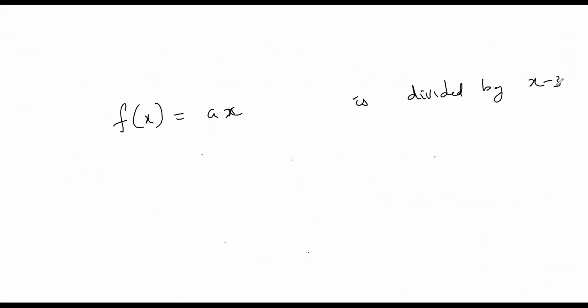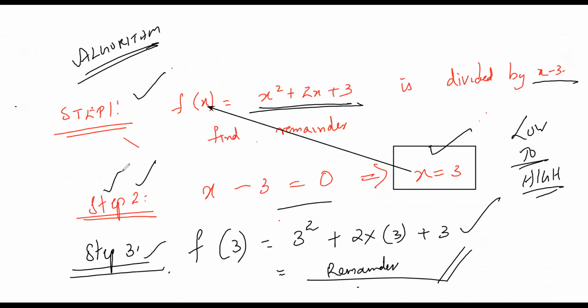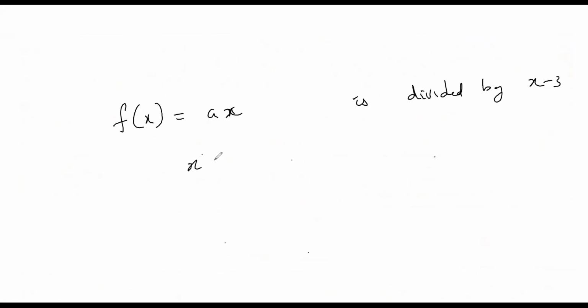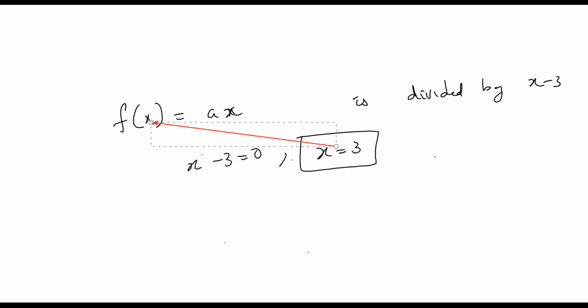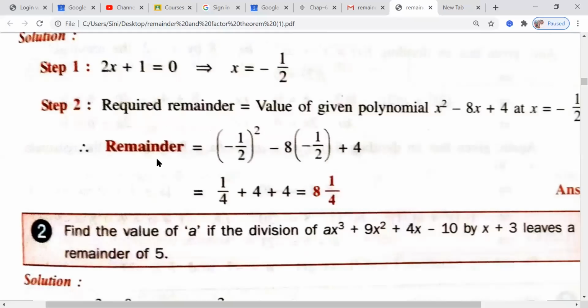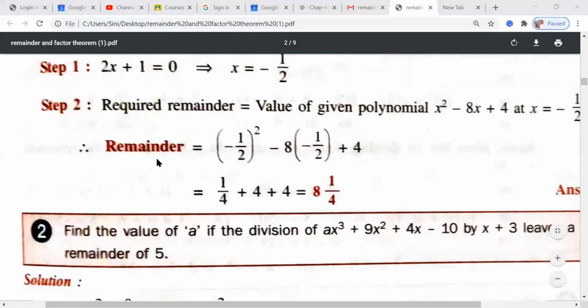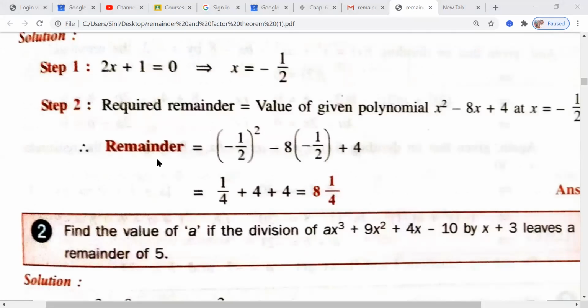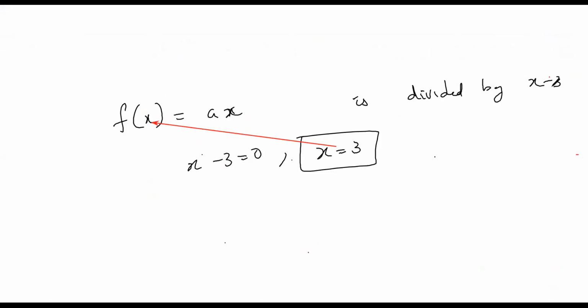So just come back to my step. What I told in step 2, x minus 3 should be equal to 0, which means I have to put x is equal to 3. This I got. Now I have to substitute this x value where? Here. Correct? X plus 3 or x minus 3, I'm not sure. Let me see the question. It is x plus 3, not x minus 3. Not a problem. X plus 3 means I'll get minus 3.